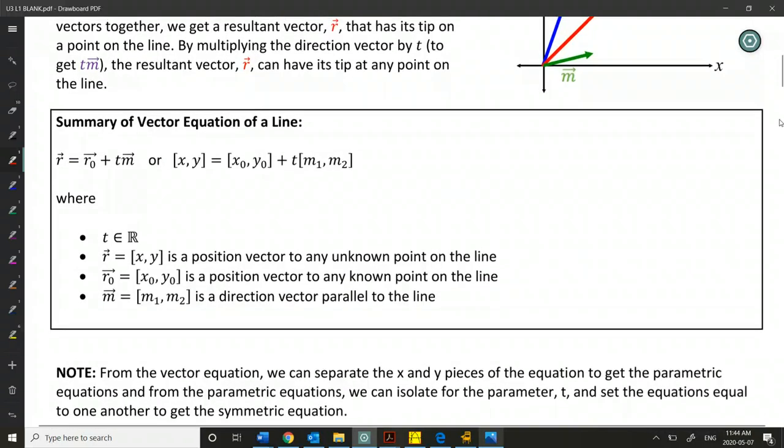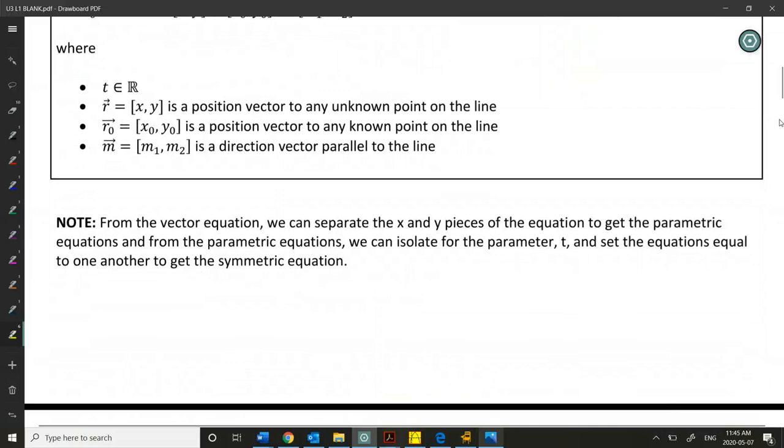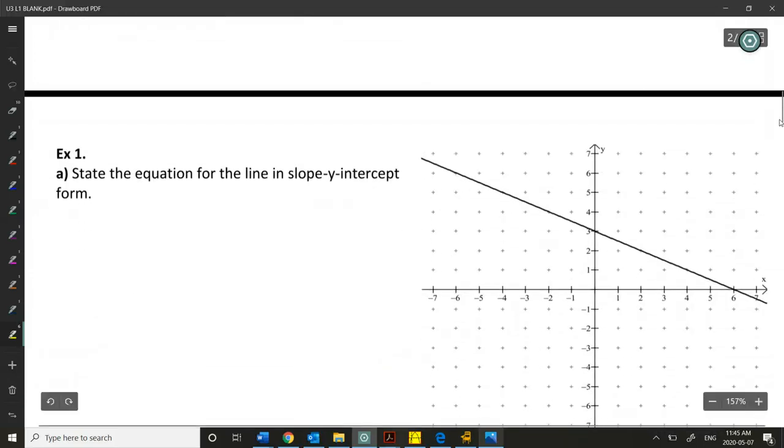Okay, so in summary here, we have our r0 vector, which is the position vector to any point on the line. We have our resultant vector, (x, y), which represents all the infinite points that are on the line. We have m, our direction vector. And then we also have a scalar multiple t, which represents all possible scalar multiples of the direction vector, which helps us generate all of those different (x, y) coordinates. And t is from the set of real numbers. From this vector equation, we can also get the parametric and symmetric equations. So let's take a look at an example.